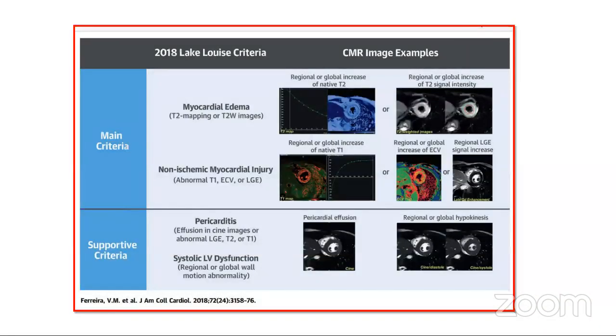Here we can see in this picture, in the first two pictures, to the right the T2 weighted images, and we see the myocardial edema. To the left of it is the T2 mapping, which accurately assesses and quantifies the amount of edema and decreases the noise that is seen with the standard T2 weighted images. Non-ischemic damage can be seen by late gadolinium enhancement or assessment of extracellular volume. Supporting criteria are pericarditis, usually myopericarditis, or depression of the left ventricular systolic function.